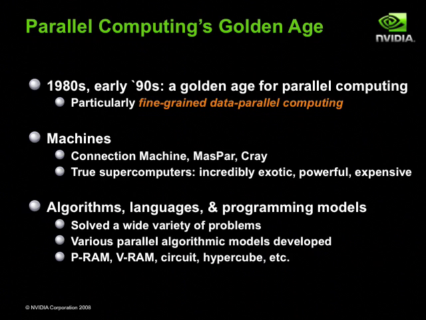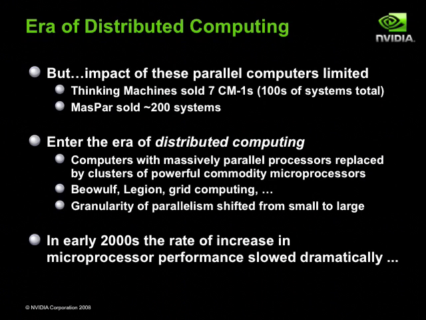Languages, programming models, and data parallel algorithms were developed that solved a wide variety of problems, as well as the design of new computer architectures. The impact from all the data parallel research was in some sense limited. The number of machines sold was relatively few, as was the number of people who programmed them. What happened was that these large, expensive machines were displaced by clusters of cheap PCs, such as Beowulf clusters.